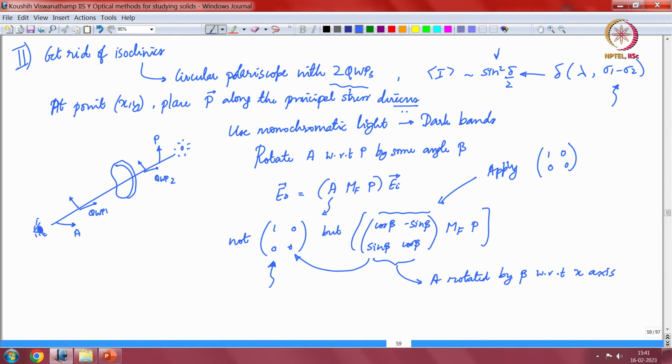So you only see isochromatics after this, and now at the particular point x comma y where you want to get the principal stress difference, you place the polarizer along the principal stress direction, right. From step 1 you know the orientation of the principal stress directions at each point, you place the polarizer in that direction, and then if you shift to monochromatic light you will get dark bands, which are basically the isochromatics but at a fixed wavelength. So you will get only dark bands, and then you rotate the analyzer with respect to the polarizer from perpendicular, you rotate them by some angle beta, and then we worked out the algebra for what the final result will look like using the rotation matrix.